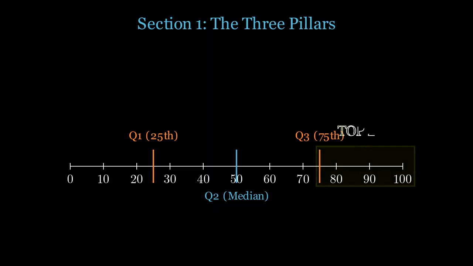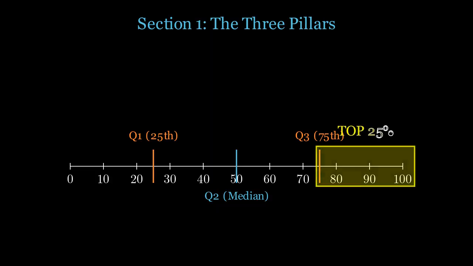If you are in the top 25%, it means your value is greater than or equal to the Q3 boundary. You have outperformed 75% of the population.